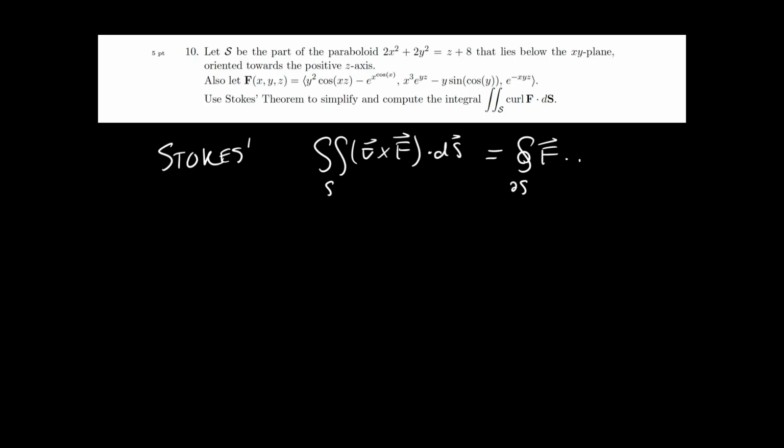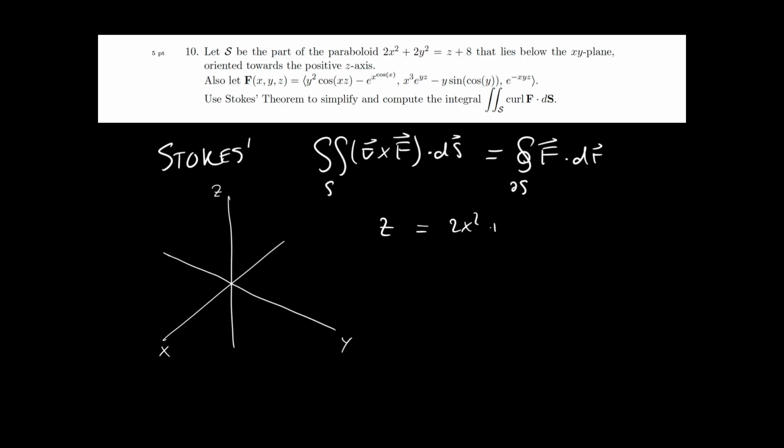And then we integrate F over that thing. All right, let me also sketch the surface. So we have the z-axis, the x-axis, and the y-axis going like this. And the surface is this parabolic surface, the paraboloid, and it looks like this. So the equation is z is equal to 2x squared plus 2y squared minus 8.